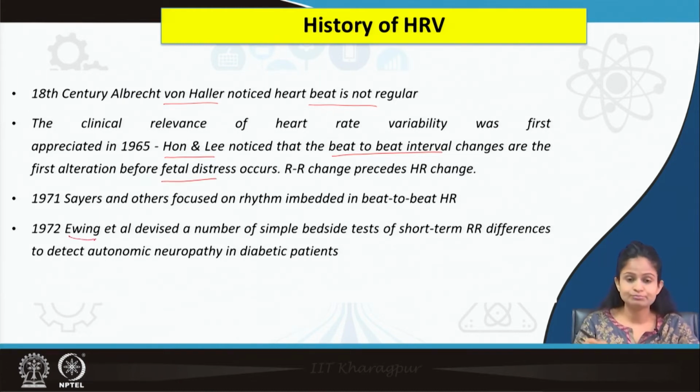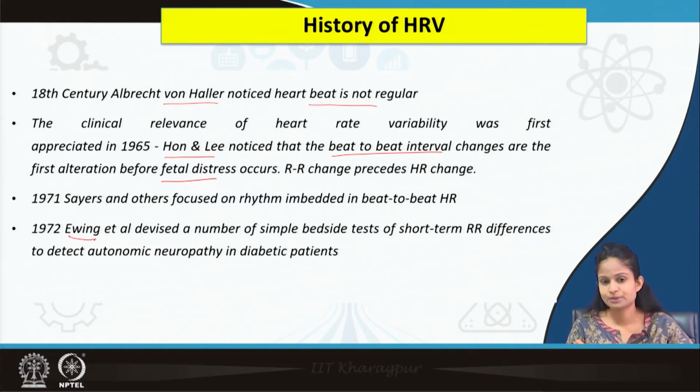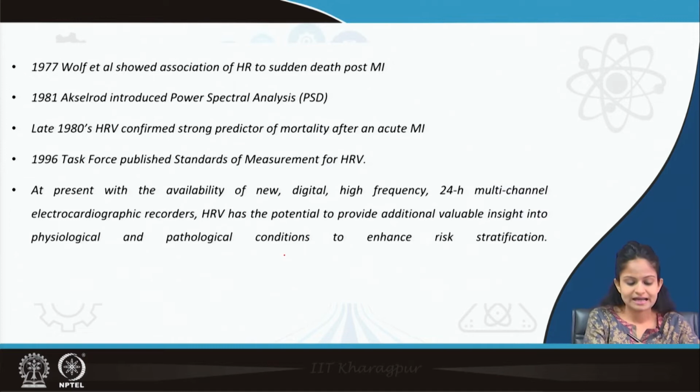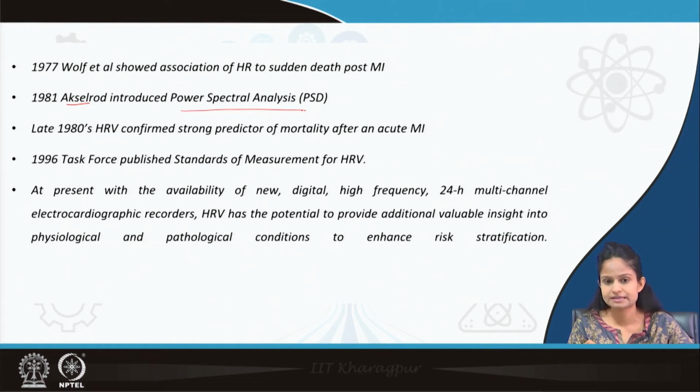Further, Ewing, this is a very important name because based on this person we have the autonomic scoring. He developed a number of simple bedside tests of short term RR differences to detect autonomic neuropathy in diabetic patients. Not only this, later on Axelrod introduced power spectral analysis. This power spectral density analysis is mainly for the frequency domain analysis. Then in the late 1980s, HRV was confirmed as a strong predictor of mortality after an acute myocardial infarction.